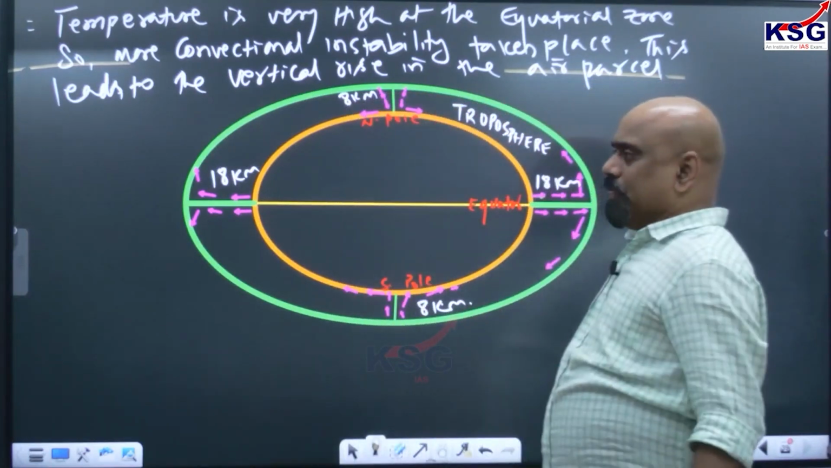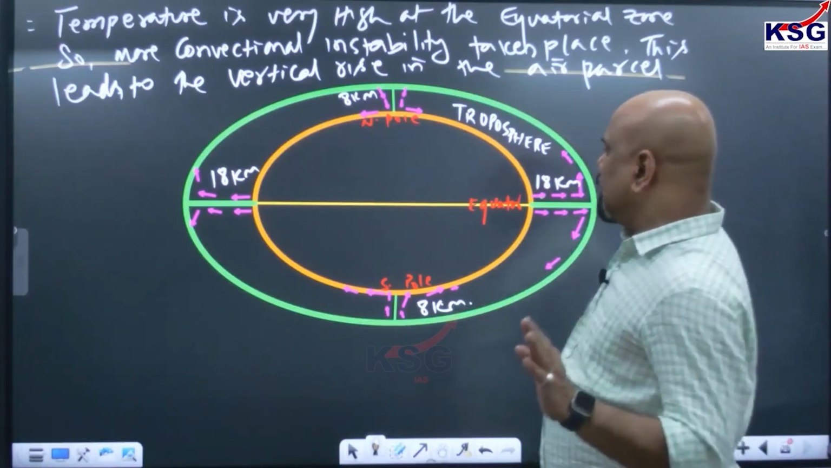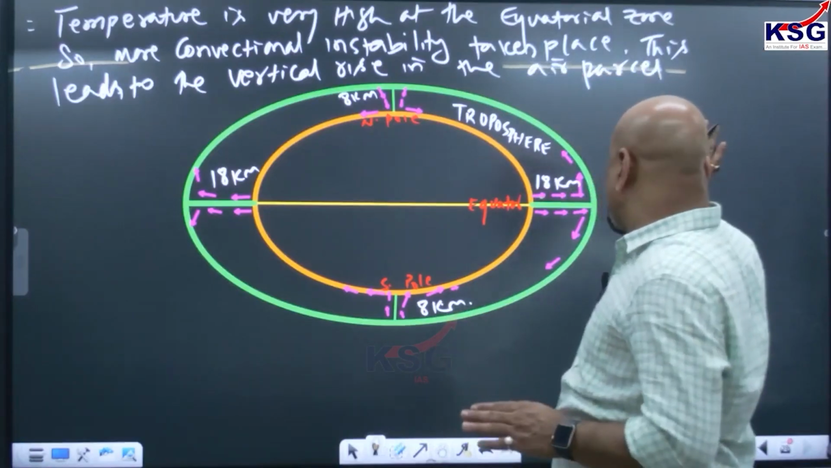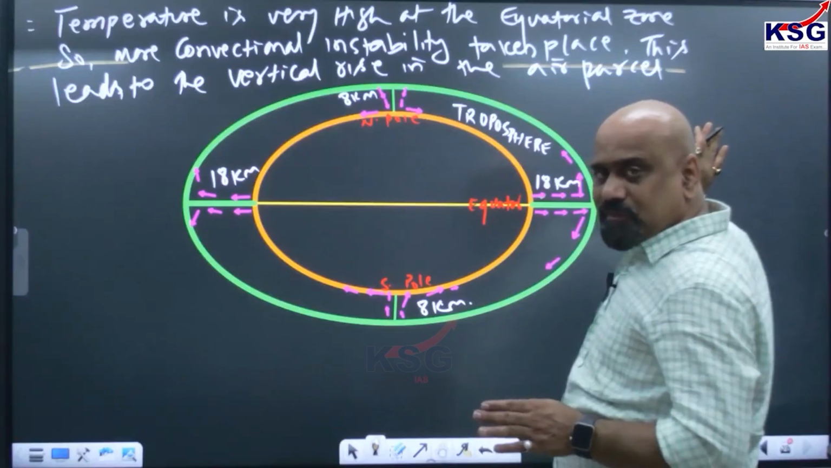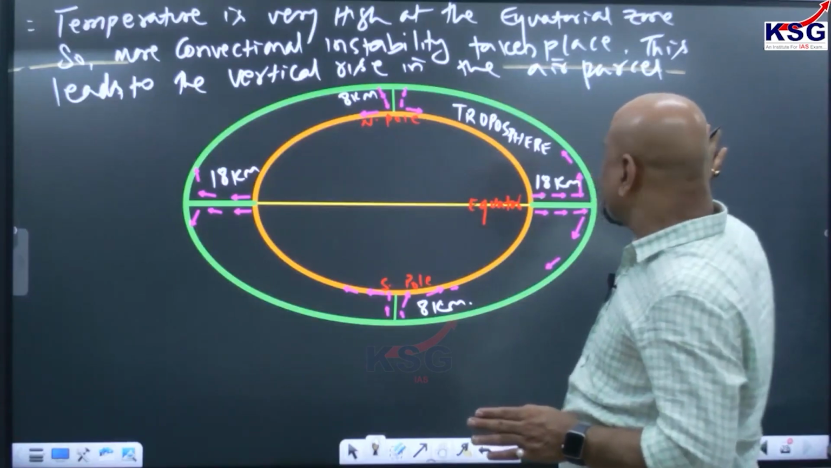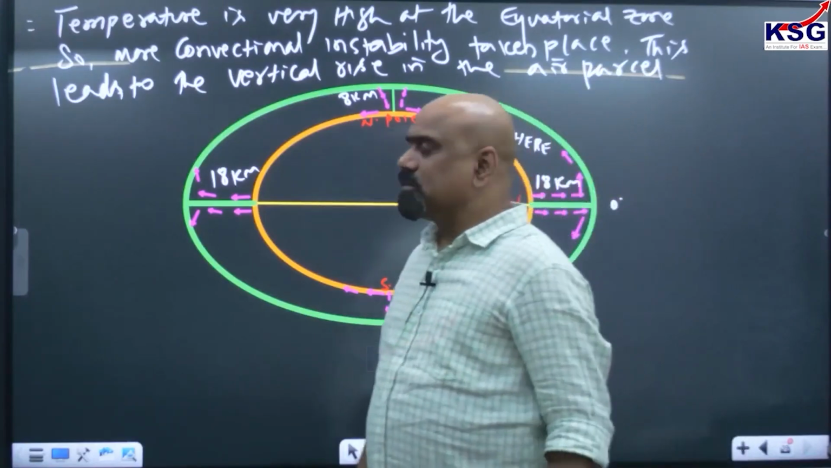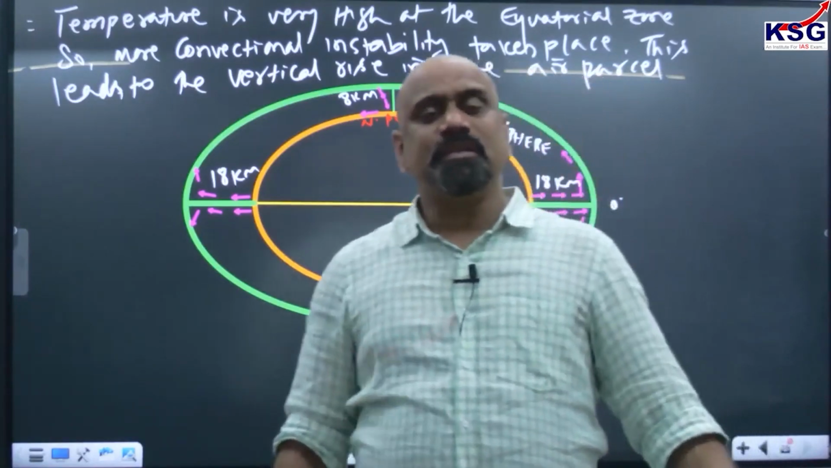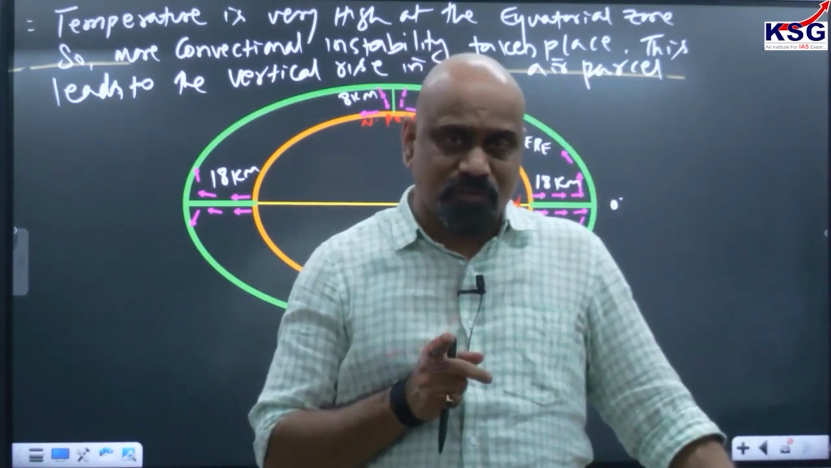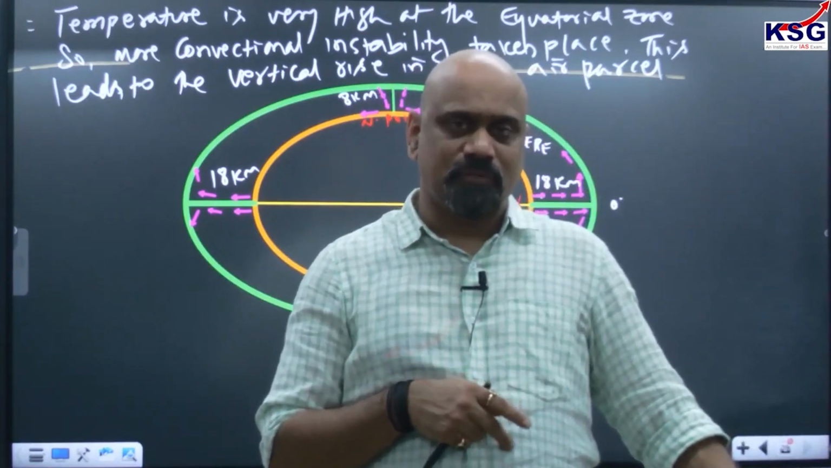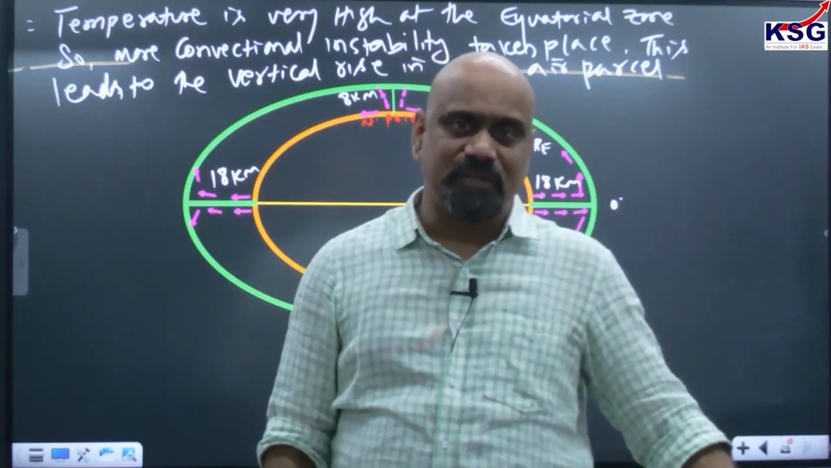So this particular zone is primarily associated with the thermal factor, temperature. You remember, with increasing height there is a decrease in the temperature in the troposphere. This is known as the lapse rate.